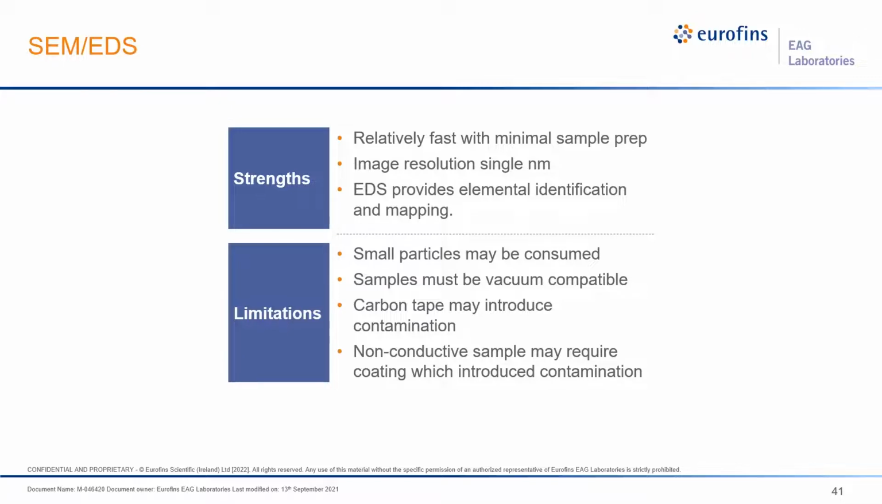And for non-conductive samples, we may have to apply certain coatings, for example silver, gold or platinum coatings, to provide conductivity. That will introduce some elemental contamination as well.